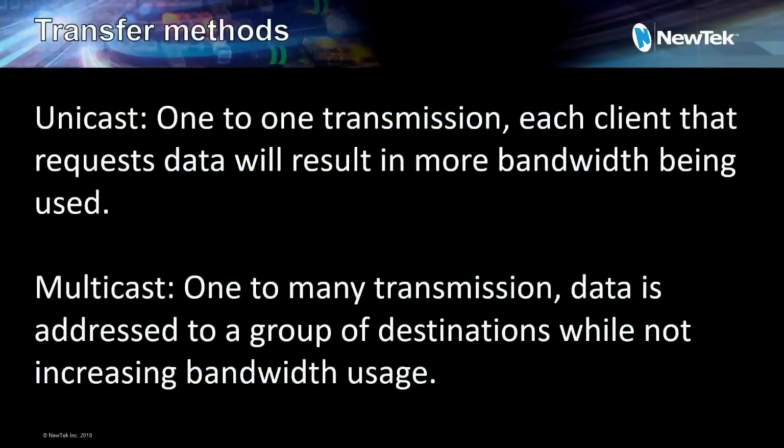Now, we mentioned that NDI is unicast, and that is the default method of transmission that is used. What that means is that every channel of video that's sent from a device uses the same amount of bandwidth again. So if 3 people were going to view an NDI source, it would use 3 times the amount of bandwidth. The nice thing with unicast, though, is it's very easy to set up and work with, so that's why we go with it by default.